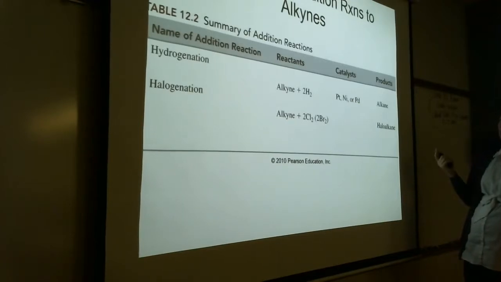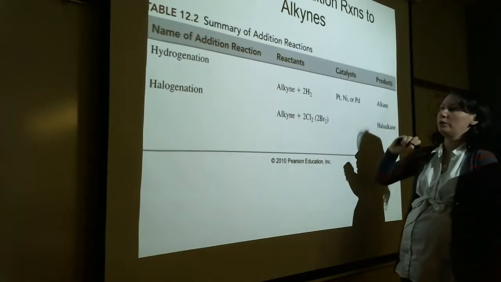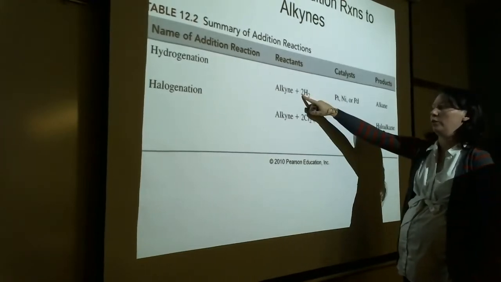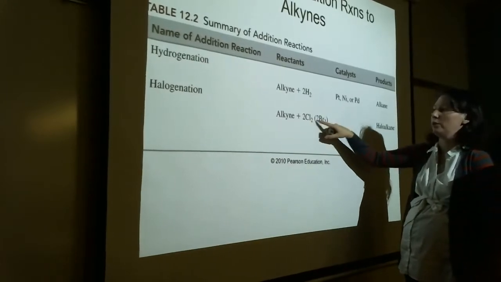So these are the only 2 that we are doing. And again, this figure is from your book. We're only doing 2 in elementary organic, hydrogenation and halogenation. H2, don't forget the coefficient of 2. And then Cl2 and Br2 are your most common.